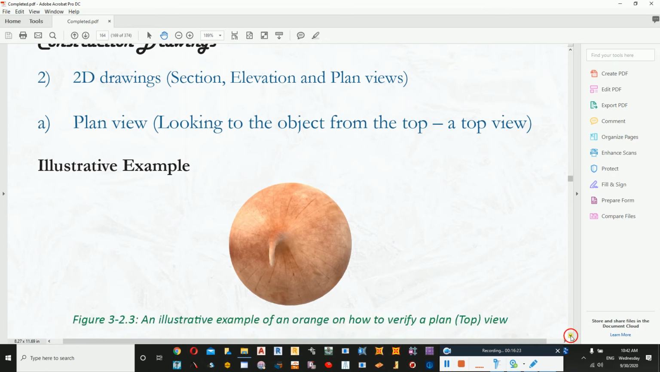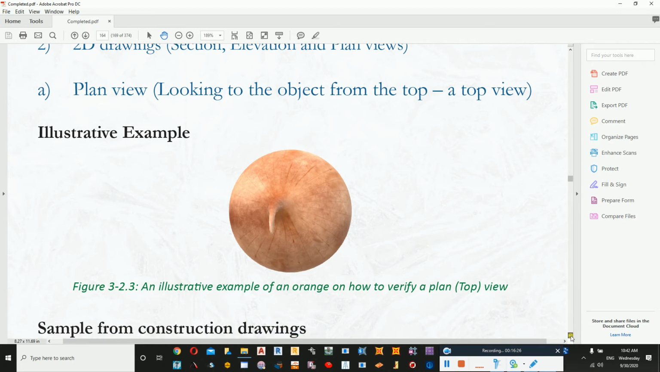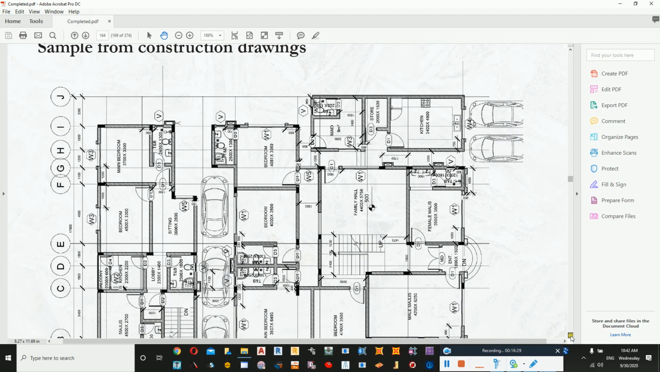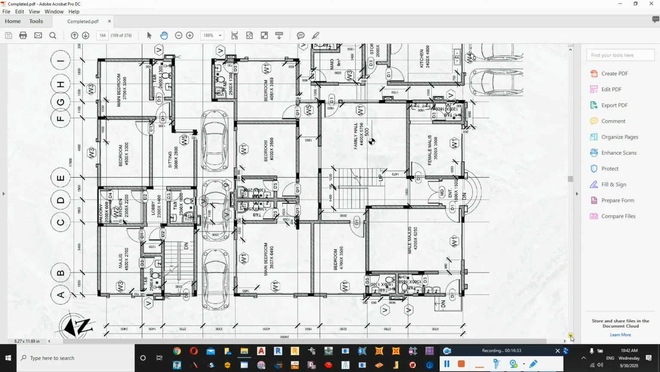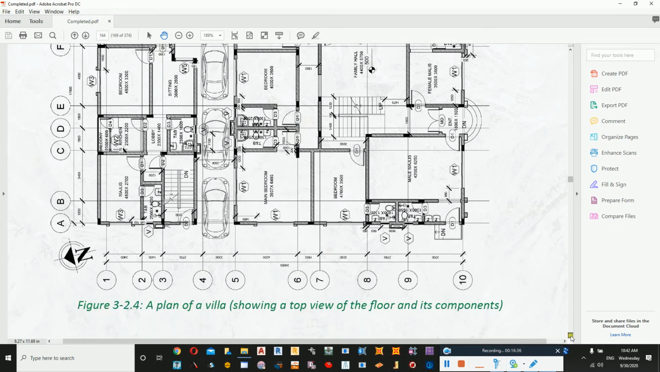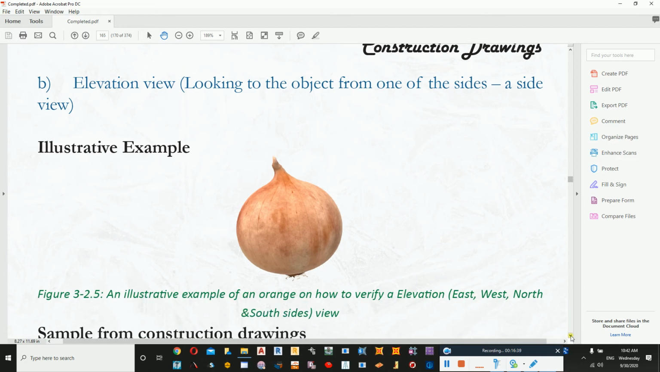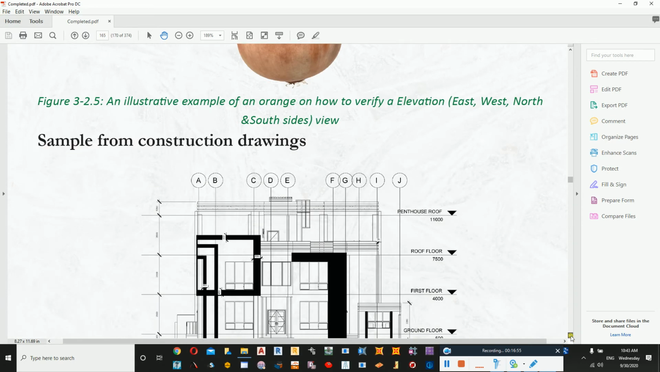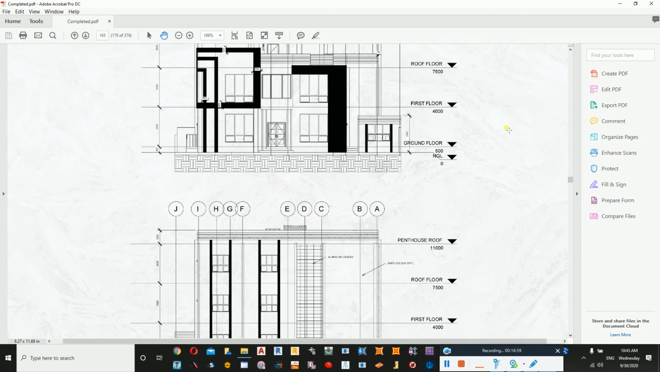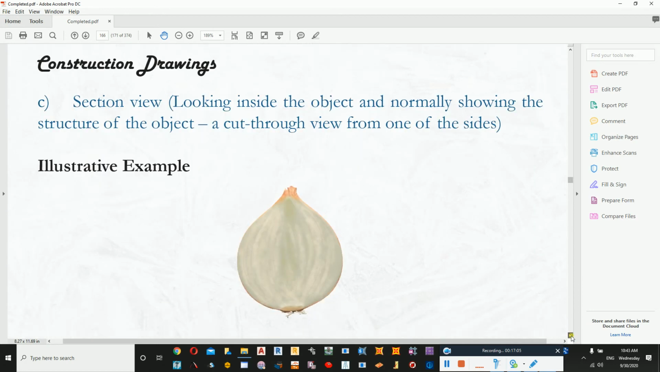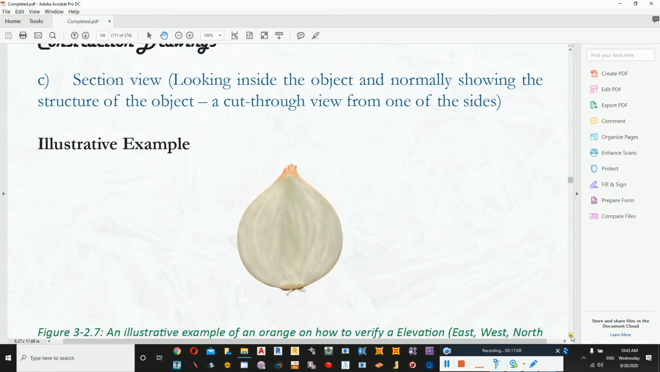And if I'm seeing this onion from the top, then we call it a plan view. This is an example of a plan view. If you are seeing this onion from the side, from outside, then this is called an elevation, and this is an example of an elevation. An elevation is going to be a 2D drawing.